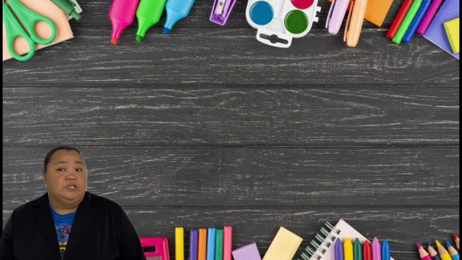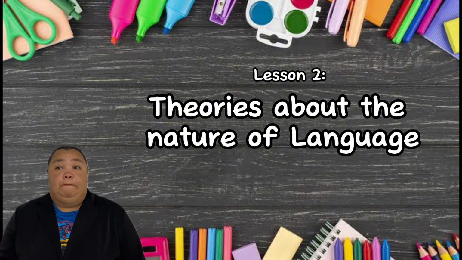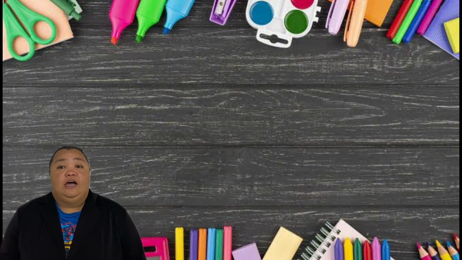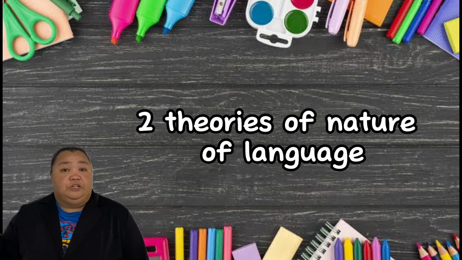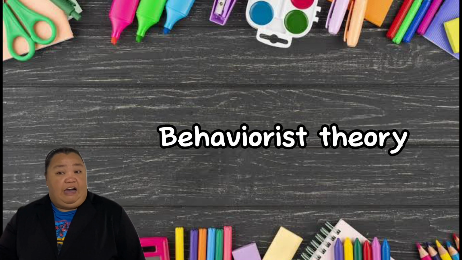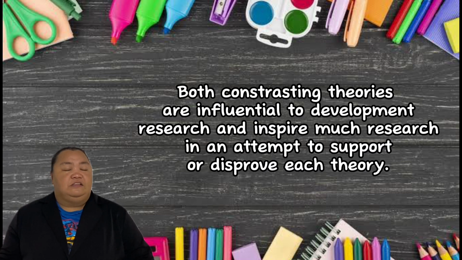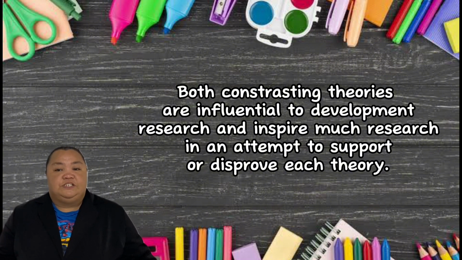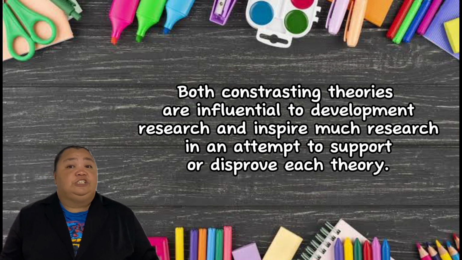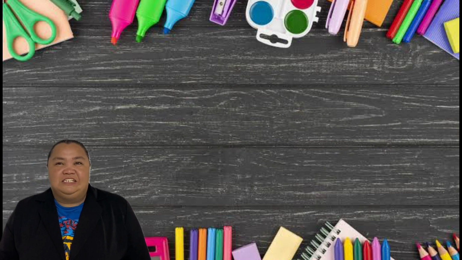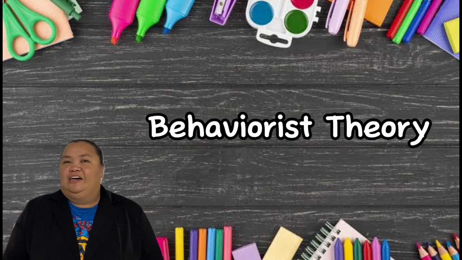In lesson 2, we talk about theories about the nature of language. There are two theories of the nature of language. First is the behaviorist theory. Second is the innatist theory. Both of these theories are influential to developmental research and have inspired much research and attempts to support and disprove each theory.